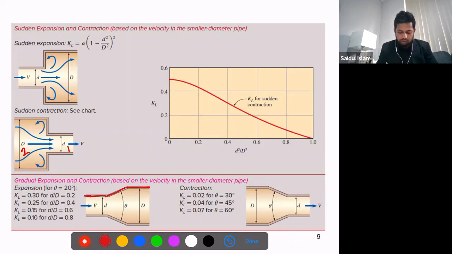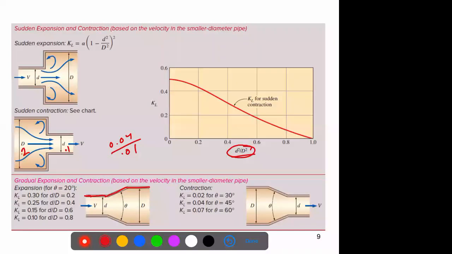Or this is, let's say, 0.2 millimeter. Or this is 0.1 millimeter, for example. So then what will be this d square over D square? Well, you calculate it. It should be 0.04, it should be 0.01, isn't it? Other way around.